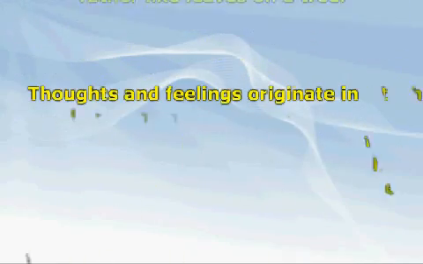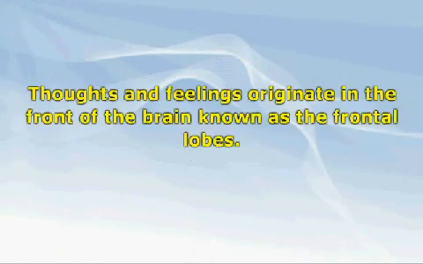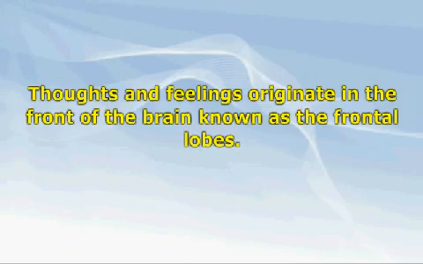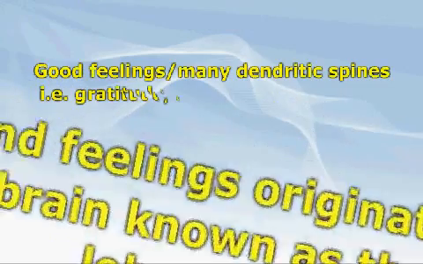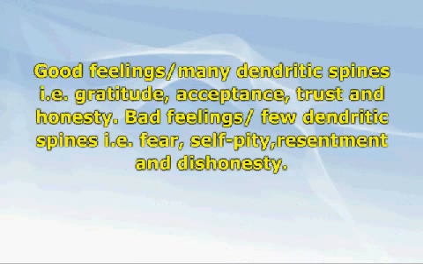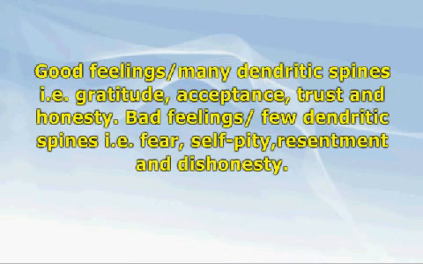Thoughts and feelings originate in the front of the brain, known as the frontal lobes. The more dendritic spines there are, the higher the electrical firing rates and the more good feelings predominate, that is, gratitude, acceptance, trust and honesty. The fewer dendritic spines there are, the more the electrical firing rates are reduced and bad feelings predominate, that is, self-pity, resentment, fear and dishonesty. These are often associated with obsessive-compulsive behavior.